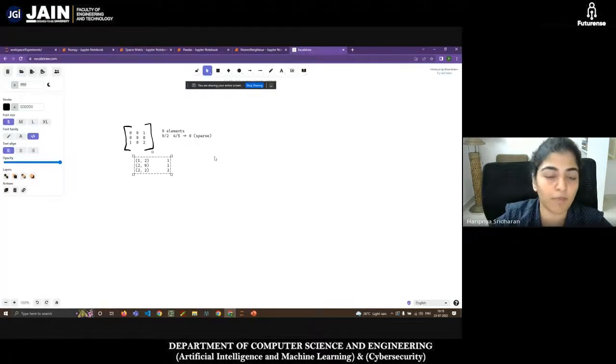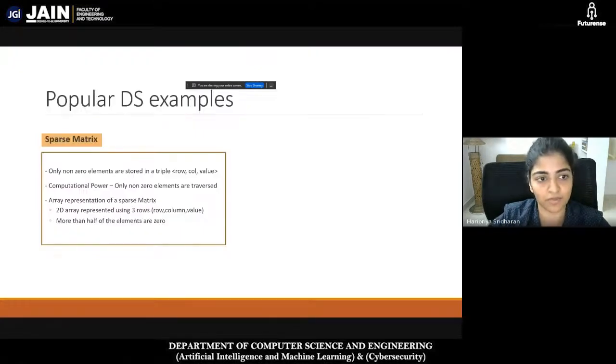So this is one very popularly used data structure that can enhance the performance of the model that we are developing. The computational power is also increased, and because it's a 2D array representation, it is very easy. We don't need any explicit libraries or anything very specific. You can just go with any numpy array, represent a matrix, and determine whether it's a sparse matrix or not. This is one popular DS example.